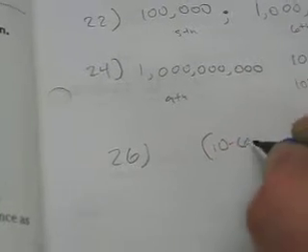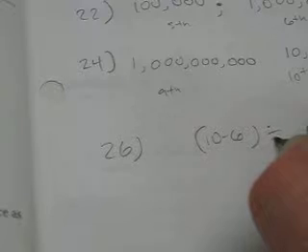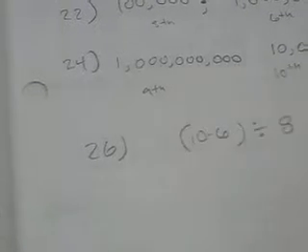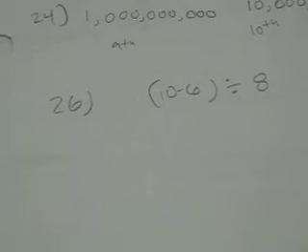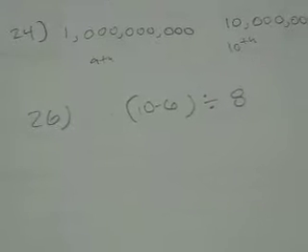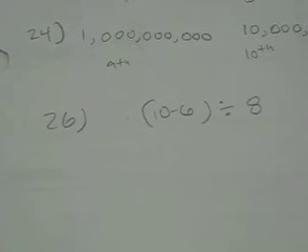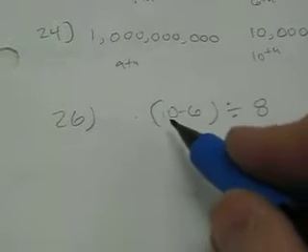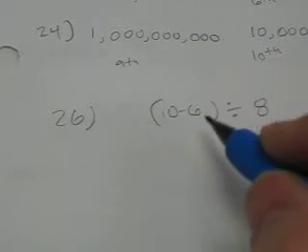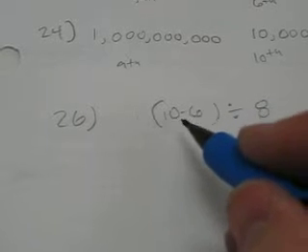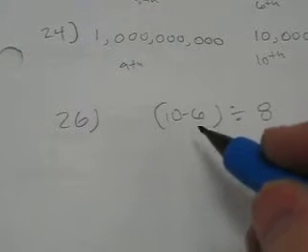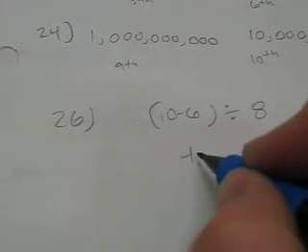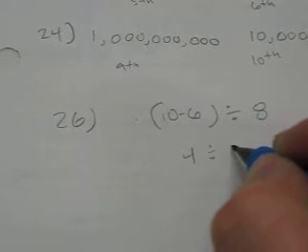10 minus 6 divided by 8. Okay, so we don't have any variables that we're substituting values in for. All we are doing is following the order of operations here. We said that we have to simplify inside of grouping symbols first. So 10 minus 6 gives us 4, and then we have 4 divided by 8.